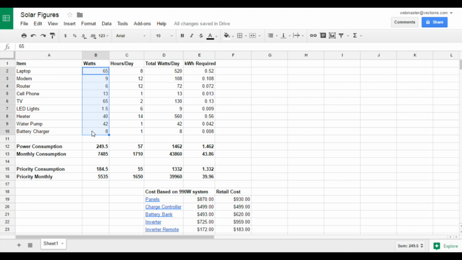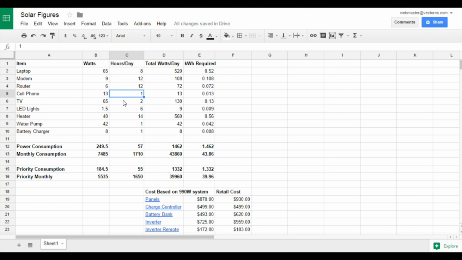So I figured out all of the watts there, and then totaled those watts. I have 249.5 watts. That's if I was running all of this stuff all at once. I'd be pulling 249 watts. But I'm not running it all at once. I'm running it for a certain number of hours every day. So laptop I might run for 8 hours a day. I work on my laptop, so that's a conservative number. And then the modem and the router, I might run for 12 hours a day and then shut those down at night when I'm not using them.